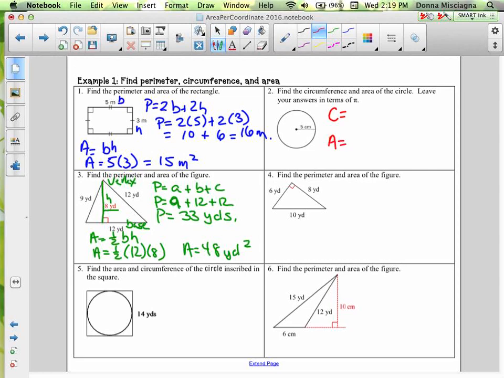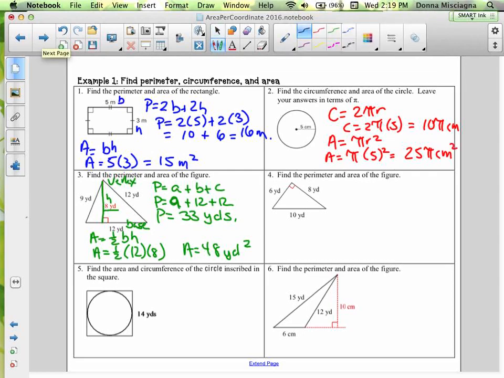Our circumference is 2 pi r. Our radius is 5, so our circumference would be 2 times pi times 5, which is 10 pi centimeters. Our area is pi r squared, so that would be pi times 5 squared, or 25 pi centimeters squared. We're just going to leave that in terms of pi.